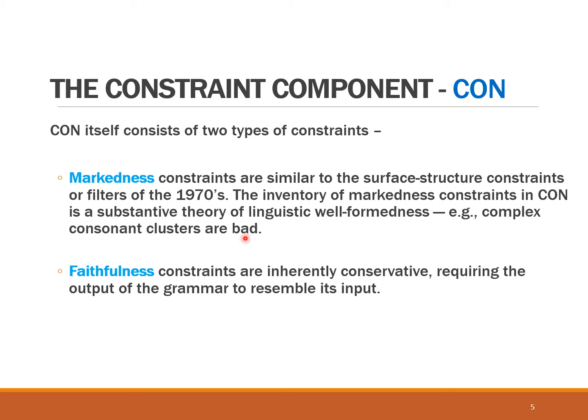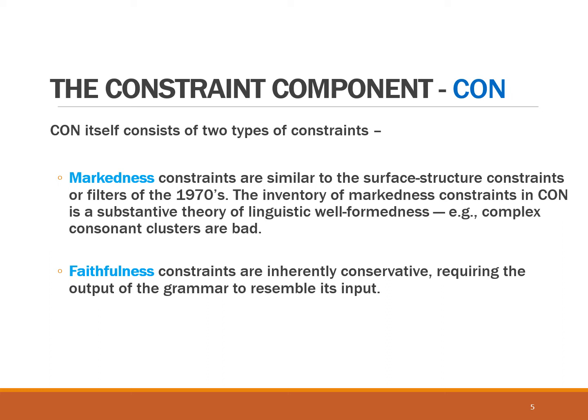So whatever is not a well-formed structure in a language, or universally in all languages, is called a prohibition for markedness constraints. Markedness constraints actually prohibit linguistically non-well-formed structures. On the other hand, faithfulness constraints are inherently conservative, requiring the output of the grammar to resemble its input. This is important. Markedness constraints talk about the output structure. It looks around the output and sees if there is a structure that is not well formed, then it prohibits that structure.